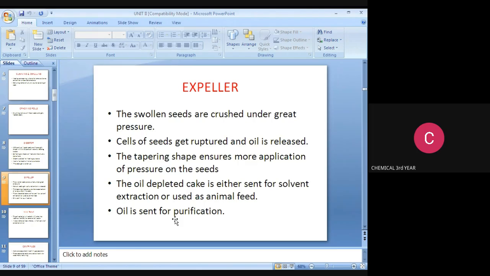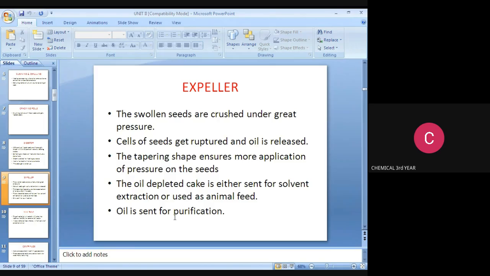Expeller. What is the role of the expeller? The swollen seeds are crushed under great pressure. Cells of seeds get ruptured and oil is released. The tapering shape ensures more application of pressure on the seeds. The oil-depleted cake is either sent for solvent extraction or used as animal feed. Oil is sent for the purification process. So this is the role of the expeller.